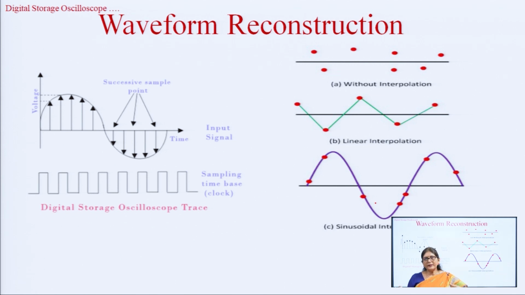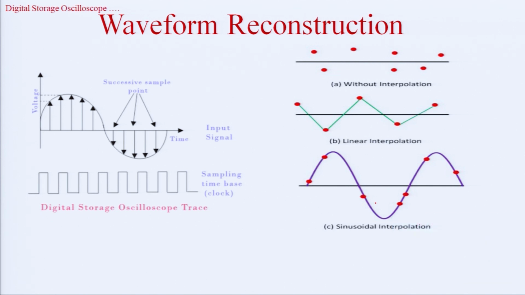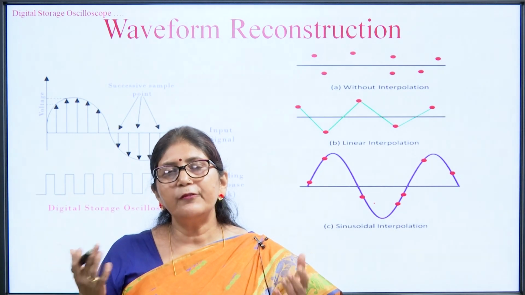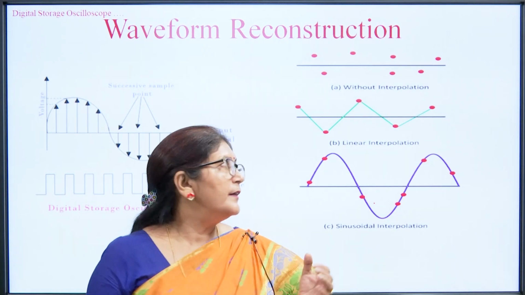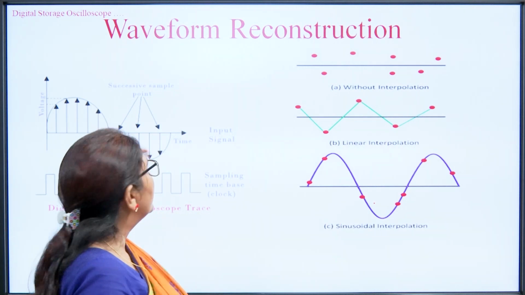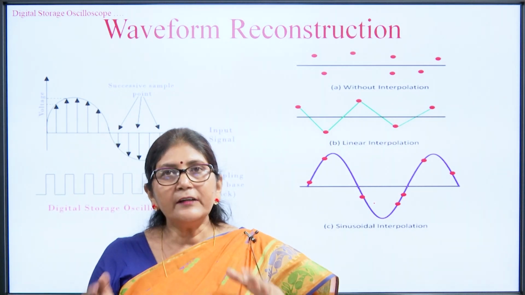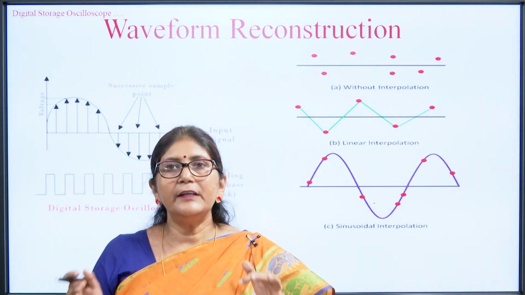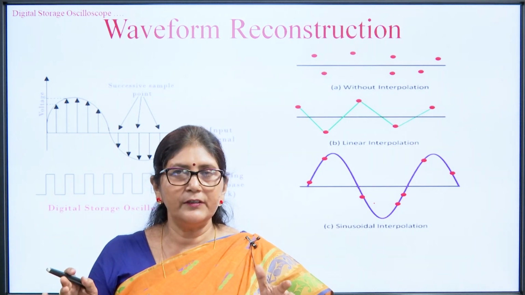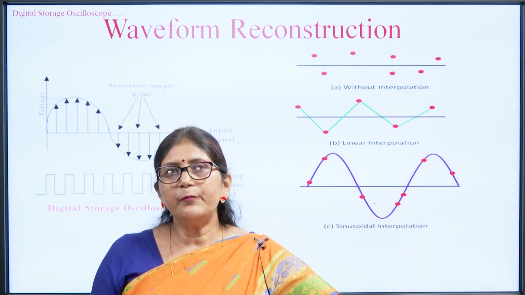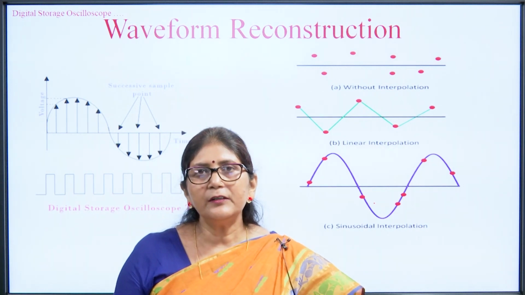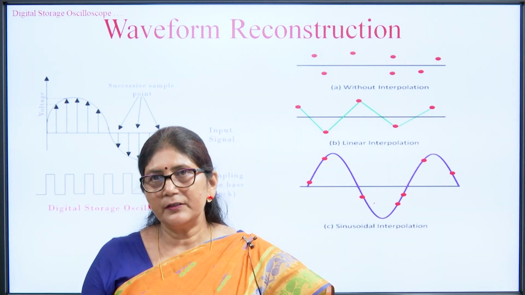When the signal is stored in the memory and we want to retrieve it, because the signal is in the form of 0101, in discrete form, we have to reconstruct the signal, and for the reconstruction, interpolation is used. There are two types of interpolation: one is linear interpolation, another is sinusoidal interpolation.